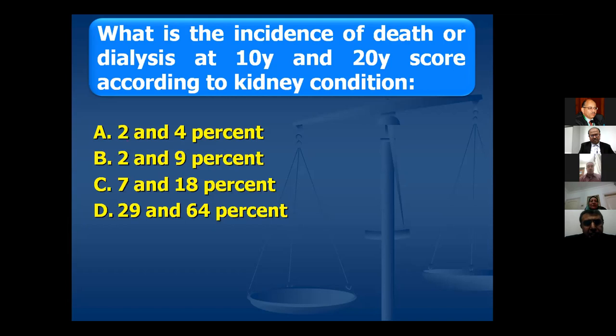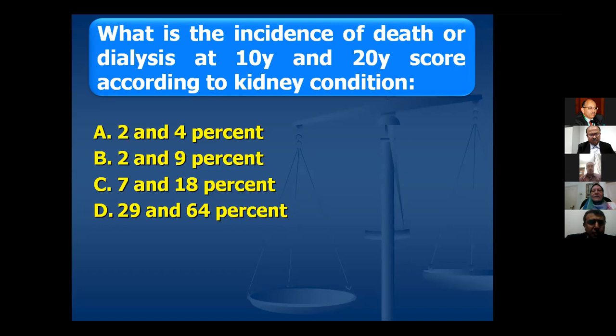In this situation, we have the scoring system for death and dialysis in case of IgA nephropathy. It is according to absolute renal risk factor. If it is 0, the risk of dialysis at 10 years and mortality at 20 years is 4%.